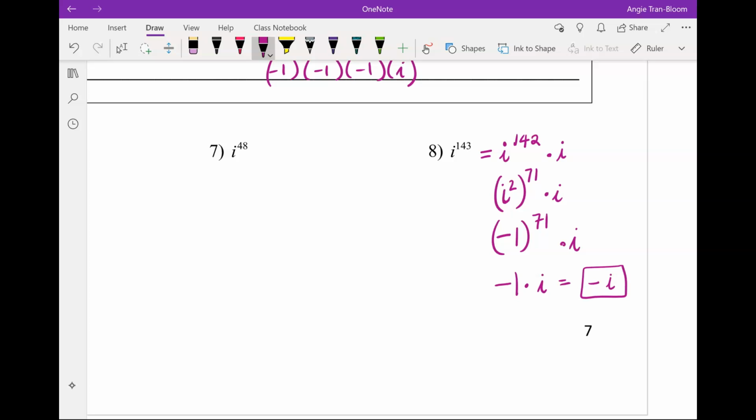I worked it out too. Why'd you do i squared? Because i squared is always what? -1. It's easier to break it into pairs. I'm sorry, Naomi. I'm sorry, one more time?